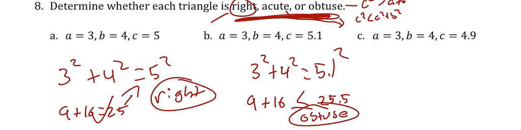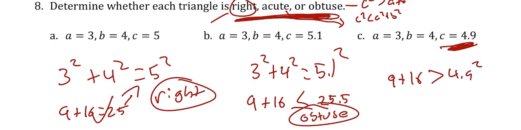Okay, and so for part C, even without setting it up, can we figure this one out just by looking and thinking it through? I think we can, because we know in part A, 3 squared plus 4 squared exactly equaled 5 squared. In part B, 5.1 squared was a little bit bigger than a squared plus b squared. And here, because c is a little bit less than 5, I think it's safe to say that 9 plus 16 is going to be greater than 4.9 squared. Because that's the case, we're going to have our acute scenario, and we're going to call this an acute triangle.